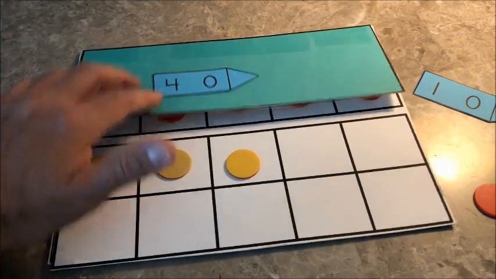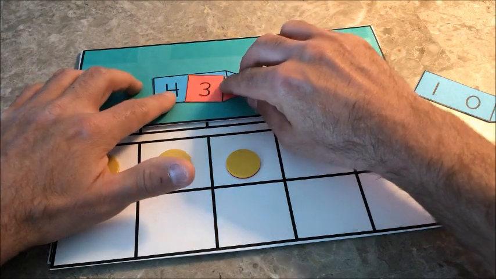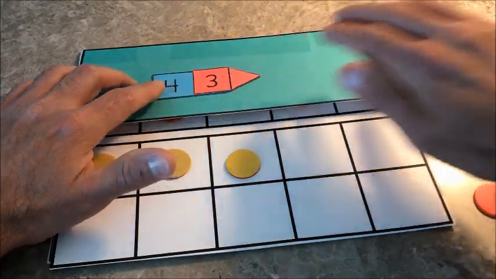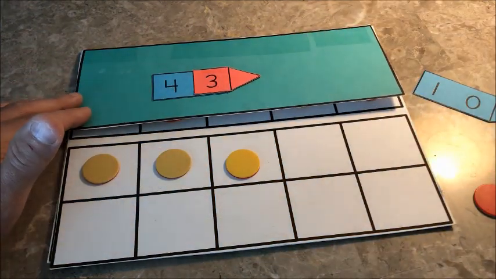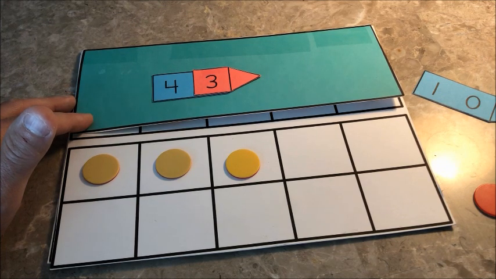If this is 43, and let's say we had a 10 frame here and here and here, and these 10 frames are all there, and we said this is 43, what goes with 3 to get to the next 10? So we went from making 20 to making the next 10.